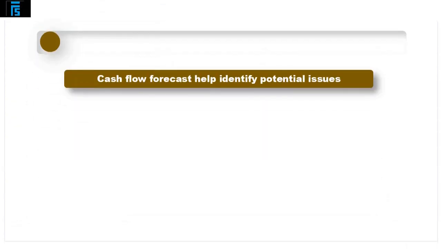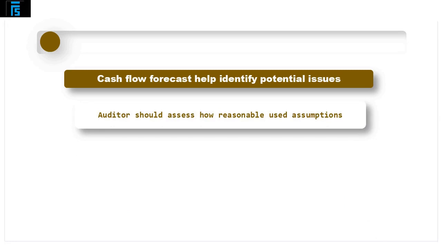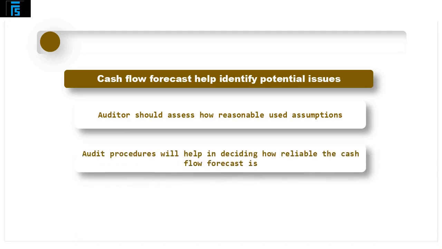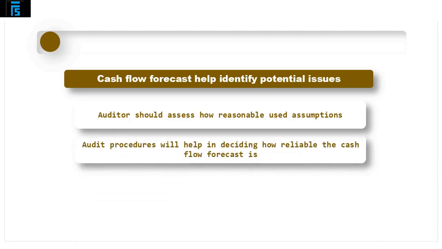An analysis of cash flow forecasts the client has prepared would also help identify potential going concern issues. The auditor should assess how reasonable the assumptions are that have been used to prepare the forecast. Audit procedures such as agreeing the opening balance to the actual balance in the cash book, comparing income and expenditure from the budget to the movements in cash in the forecast, and post-year accounting information will all go some way in deciding how reliable the cash flow forecast is.